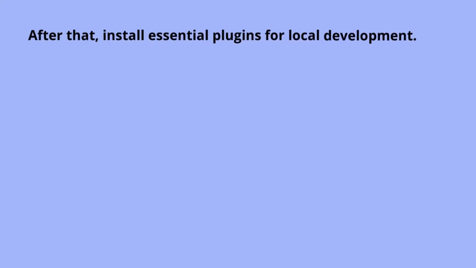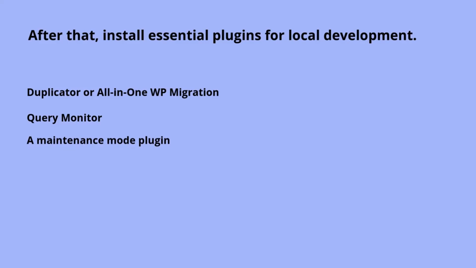After that, install essential plugins for local development. For example, Duplicator or All-in-One WP Migration, to move your site to a live server later. Query Monitor, to debug and analyze database queries and performance issues. A maintenance mode plugin, to simulate updates or under construction scenarios.